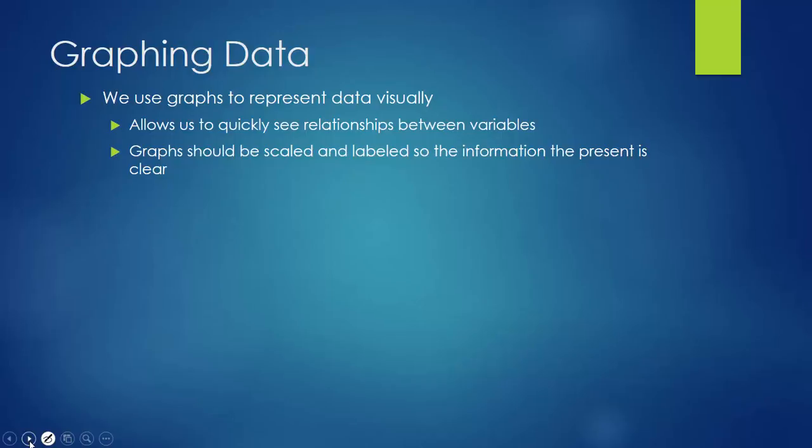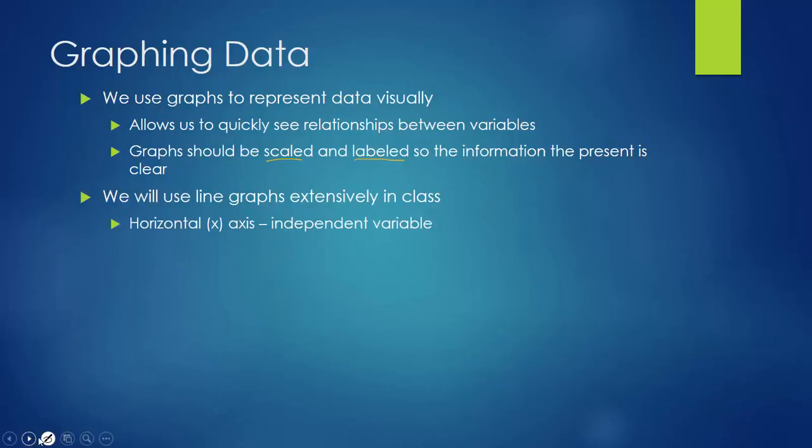Now, when you have a graph, it should be scaled. That means numbered. And labeled. That means we know which variable is on which axis. So whoever's looking at your graph knows what your data means. And we're going to be making these all the time. I'm going to show you how to sketch them. I'm going to show you how to use your iPad to make them.